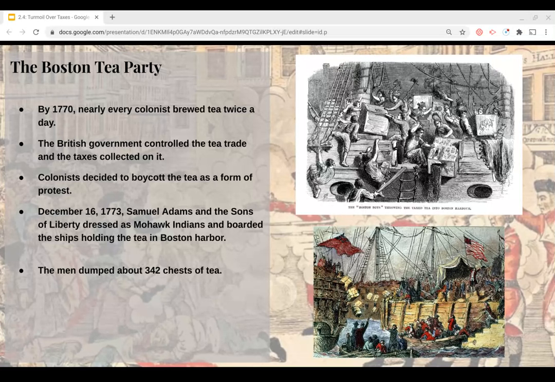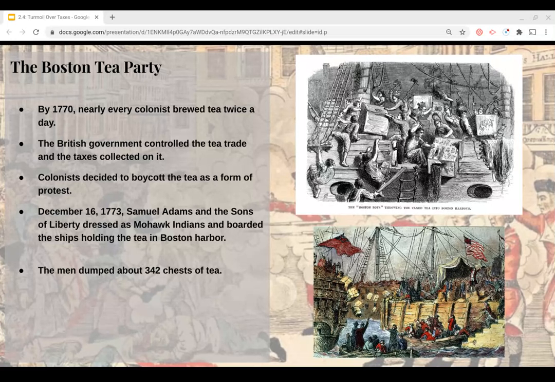The British government controlled the tea trade. They had a monopoly. They controlled every bit of the tea trade. The colonists decided to boycott tea as a form of protest. Like, we're just not going to buy it. And they had other forms of tea that they would make out of herbs and spices, kind of like if you bought Sleepy Time tea today.